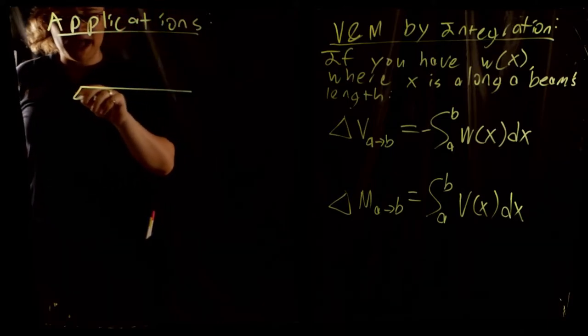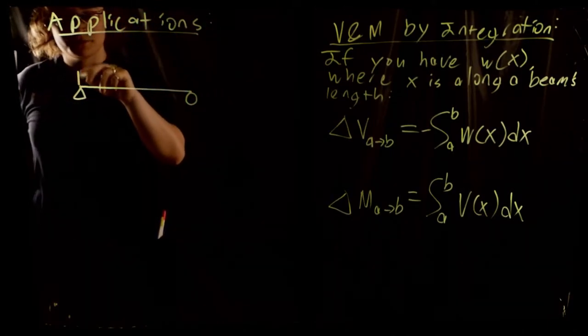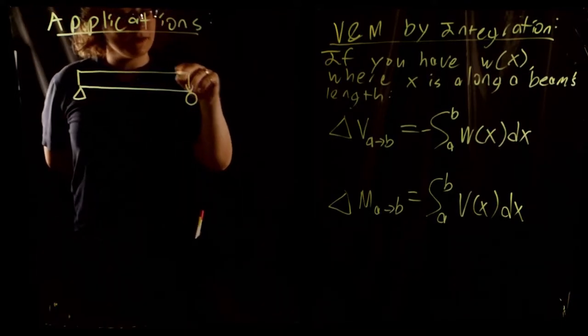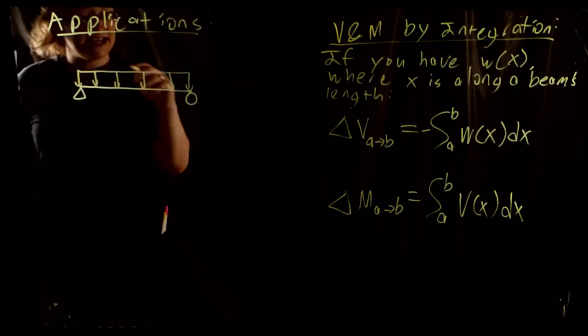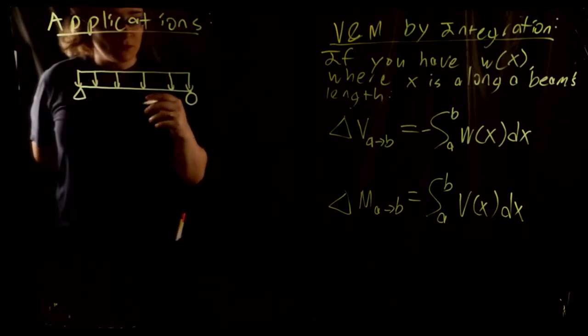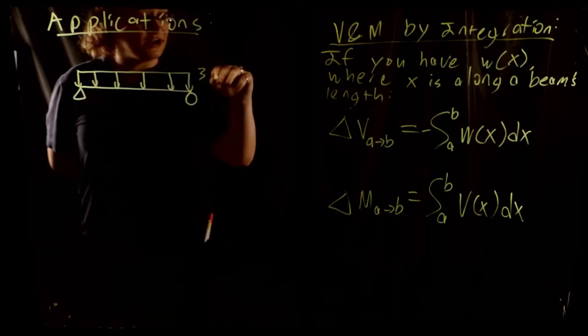So let's look at the simplest case. A simply supported beam. And let's say this thing has a load of 3 kips per foot.